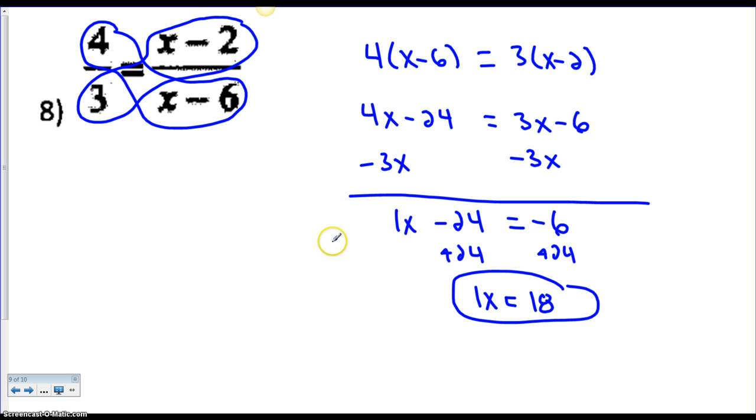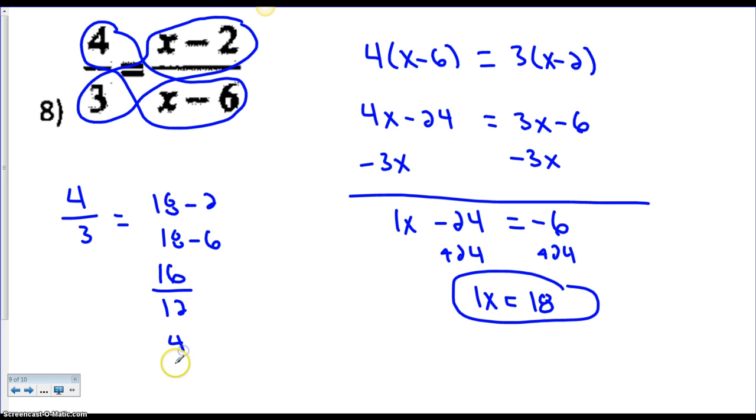Okay? And we're going to talk about what this means. It means that if I plug 18 in place of x, if I do 18 minus 2 and 18 minus 6, these two fractions should equal each other. So I get, what do I get? I get 16 over 12. What does that simplify to be? 4/3. Okay, both sides are exactly the same.